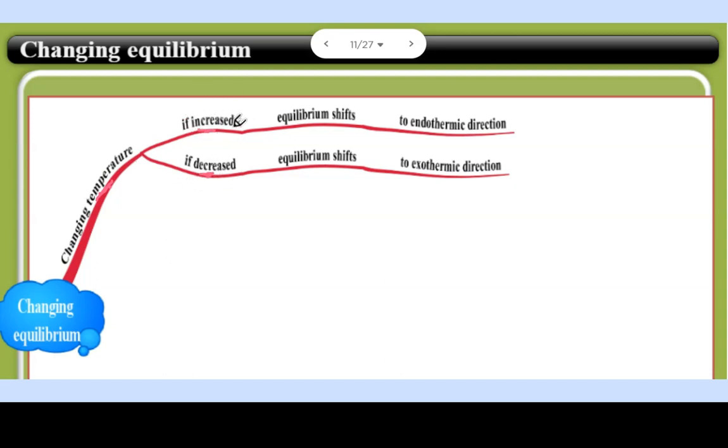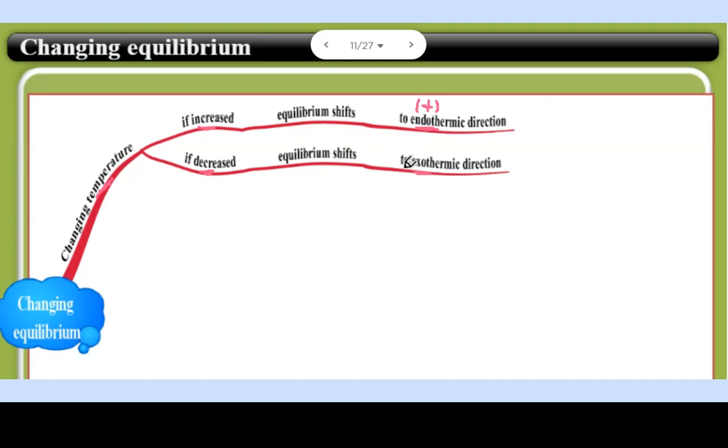If temperature increases in my reaction, equilibrium will shift in the endothermic direction, which means the positive direction. And if temperature decreases, equilibrium will shift in the exothermic direction.